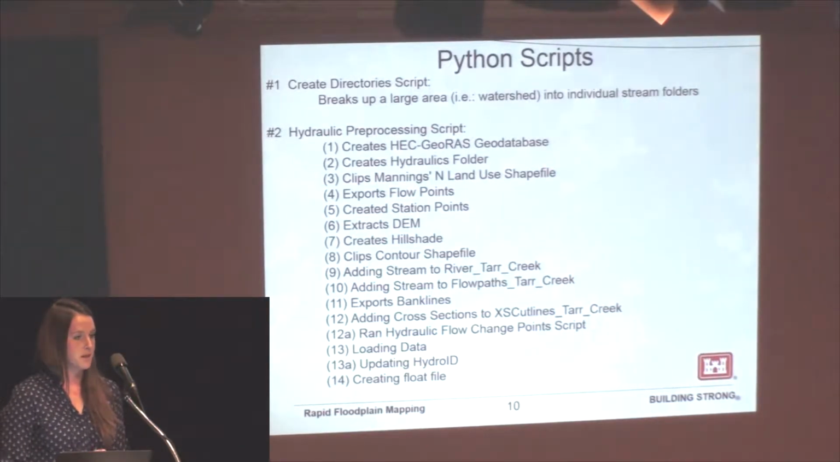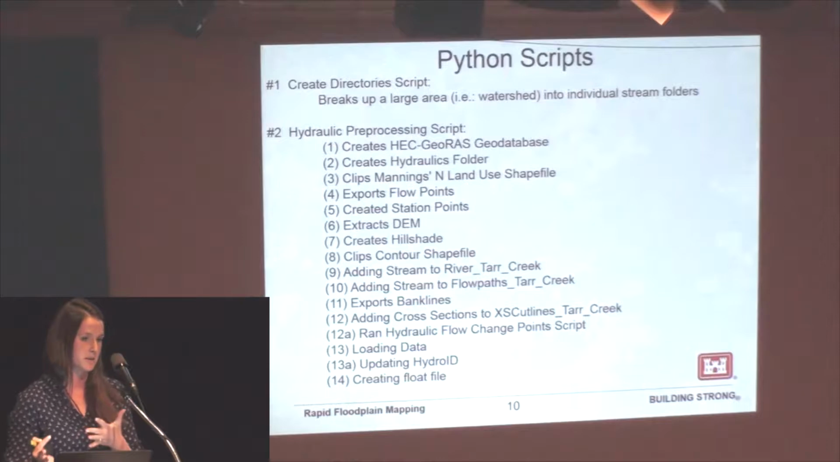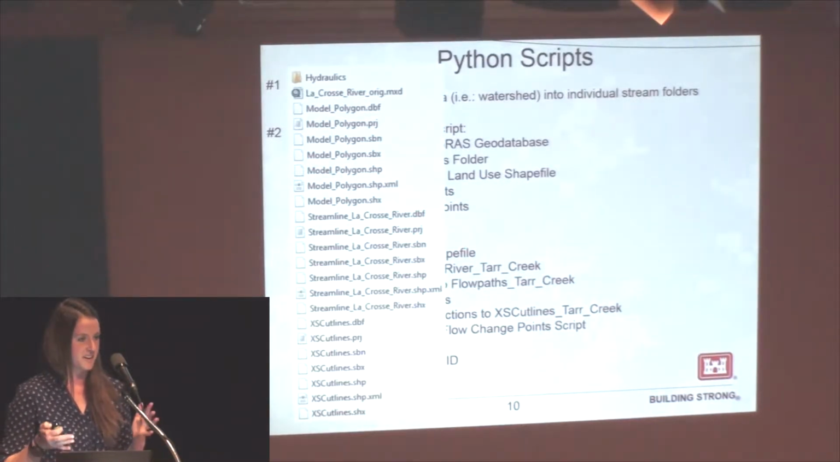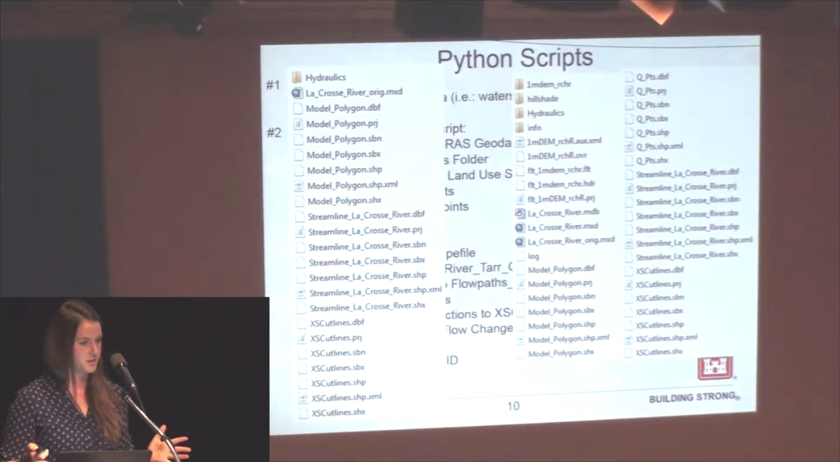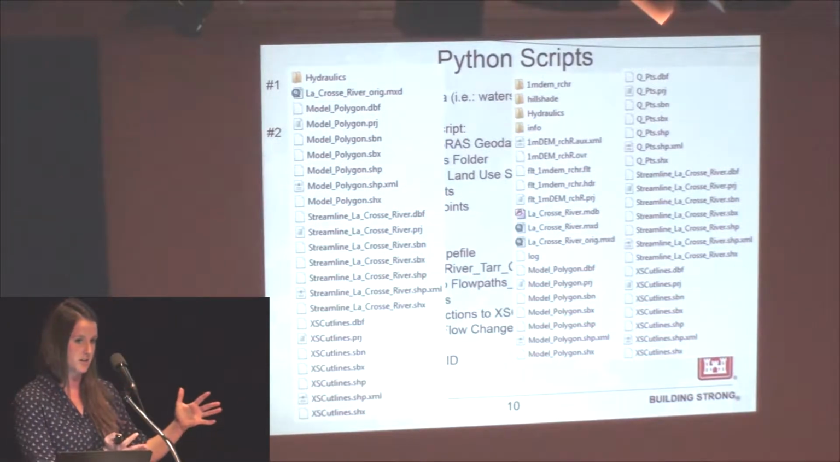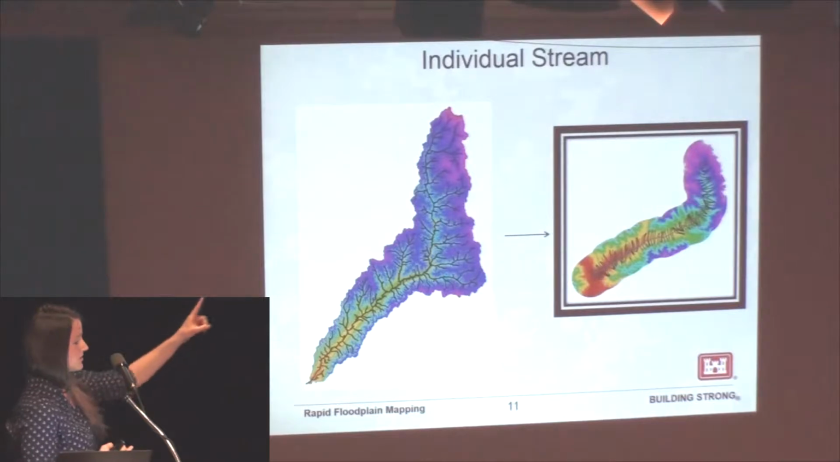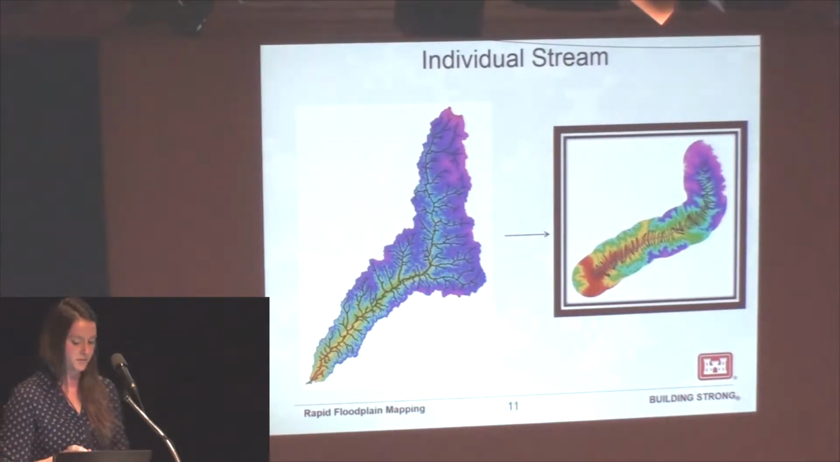In order to manage all of this data, we created Python scripts that would break up the larger data so that we can manage it on a stream-by-stream basis. It created all of these different folders, which was everything that you could possibly need to model an individual stream from that big, large HUC 8 watershed that I had showed you earlier. So it takes the left and turns it into the right to make it more manageable.